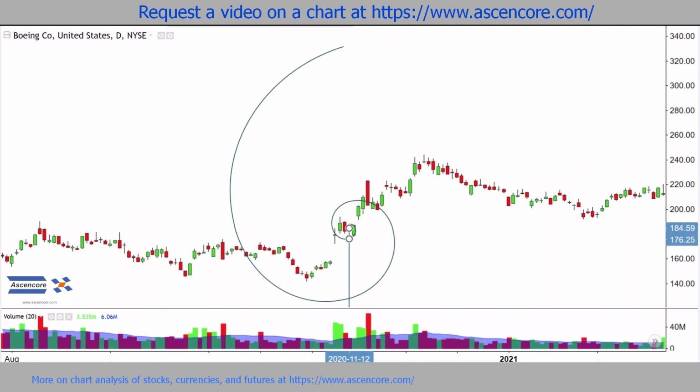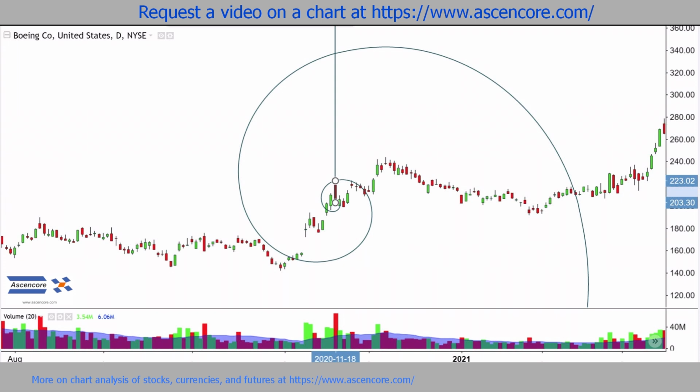Also avoid positioning a spiral based just on a large candle that's not part of any major or clear feature, such as a reversal point or a gap-up candle.